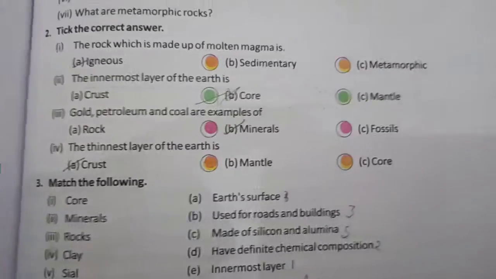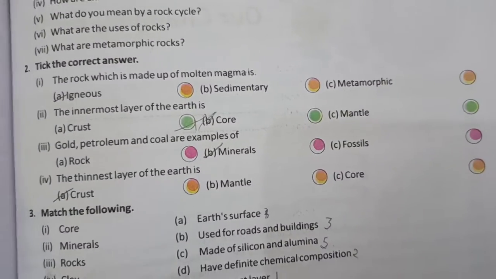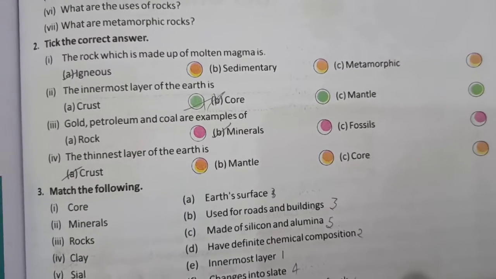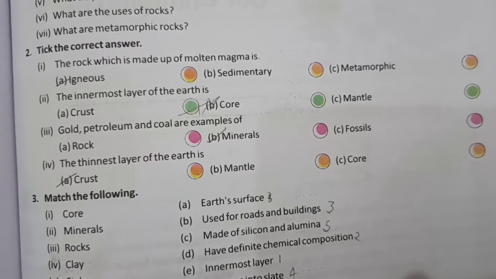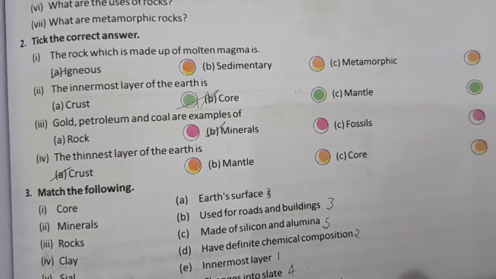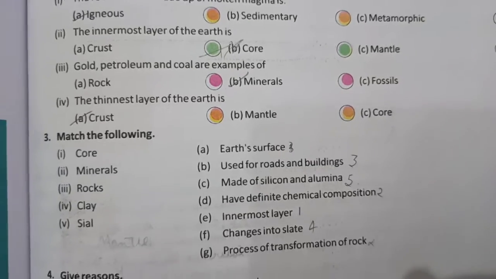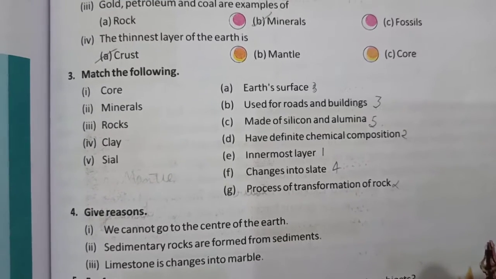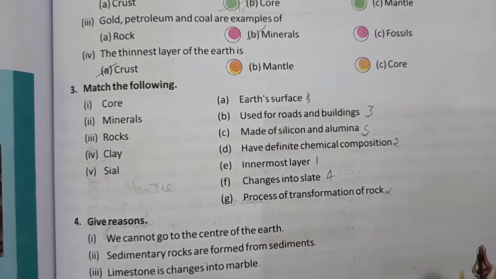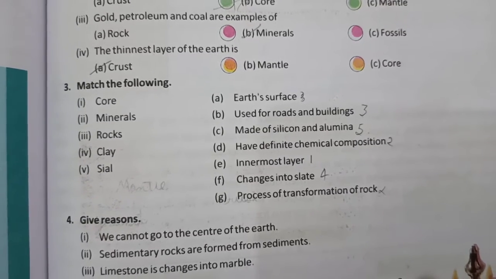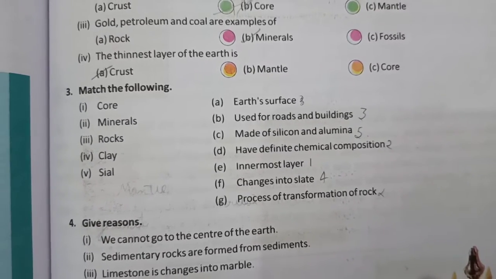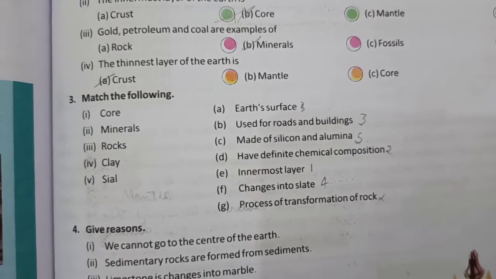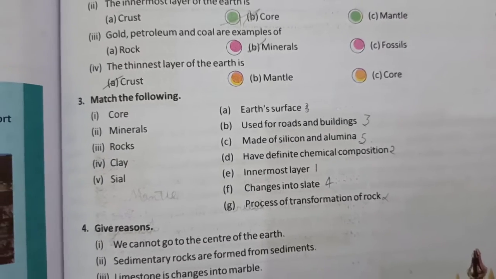Now take the correct answers. The rock which is made up of molten magma: igneous. The innermost layer of the earth: core. Gold, petroleum and coal are examples of minerals. The thinnest layer of the earth is crust. Match the following. Core, innermost layer. Minerals have definite chemical composition. Rocks used for roads and buildings. Clay changes into slate, and sial is made of silicon and alumina.